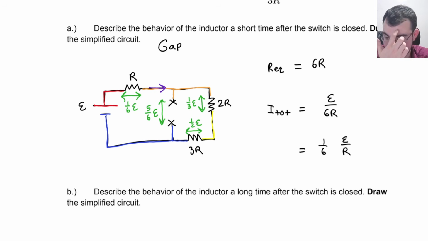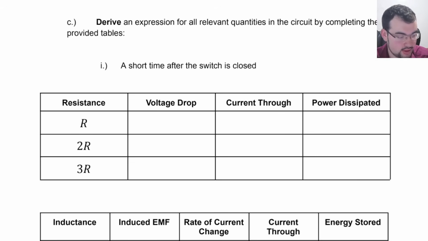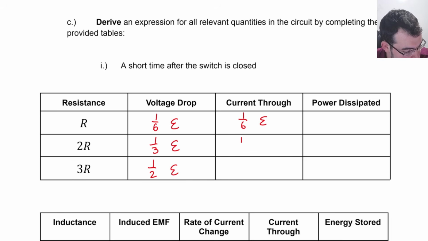All right, so now we can just plug everybody into the table. So there's a voltage drop of 1/6 of the battery EMF. This was 1/3 of the battery EMF, and this was 1/2 of the battery EMF, because every single resistor received the same current because we were just in a nice single closed loop. And again, how do we know that? Well, we just know delta V is IR.